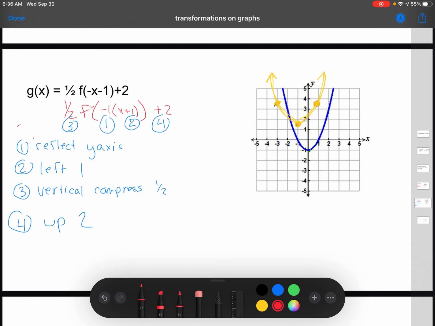Remember, when you're vertically compressing, you're using the x-axis as your reference. So if it's up 2, your vertical compression would be at 1. Right?